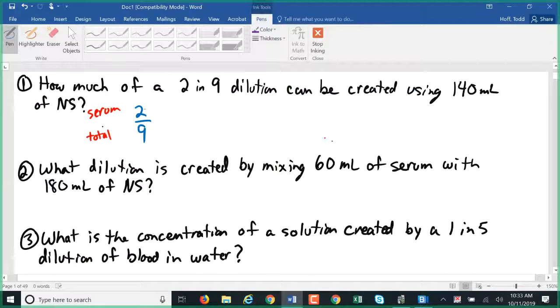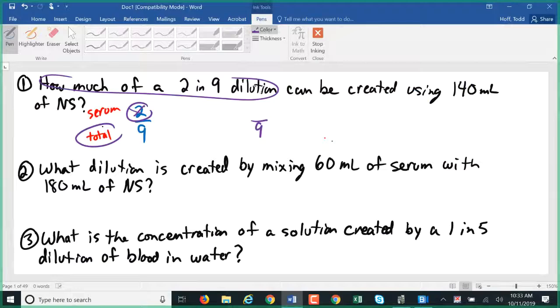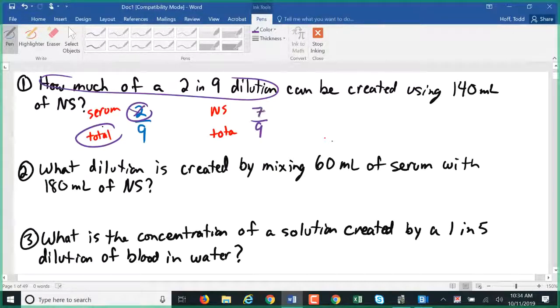Now, are we trying to find the amount of serum? No. We're trying to find how much of that dilution. So we're trying to find the total solution. So we want to keep the total solution. So we're going to keep the 9. So what we really want here is the ratio of saline to total solution. So how many parts of saline are there going to be? 7. Good. If there's 2 parts serum out of the 9, 9 minus 2 leaves us with 7 parts saline.